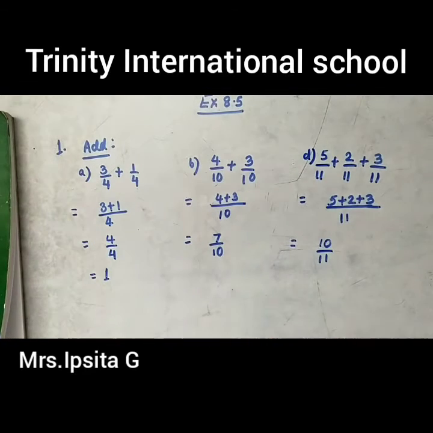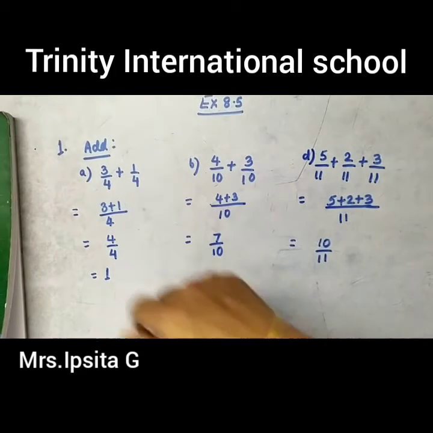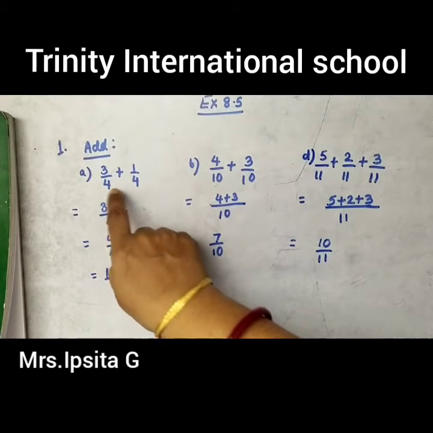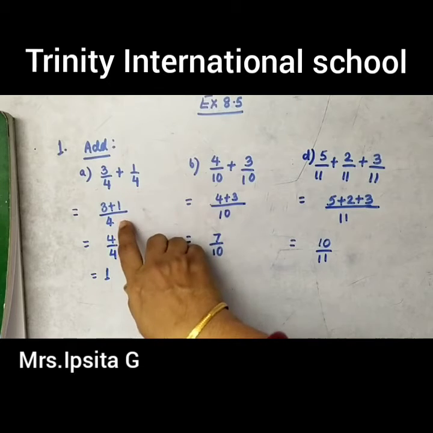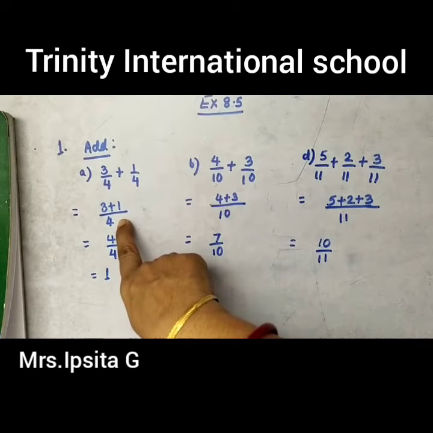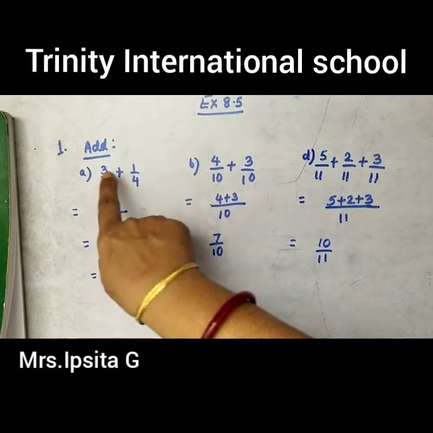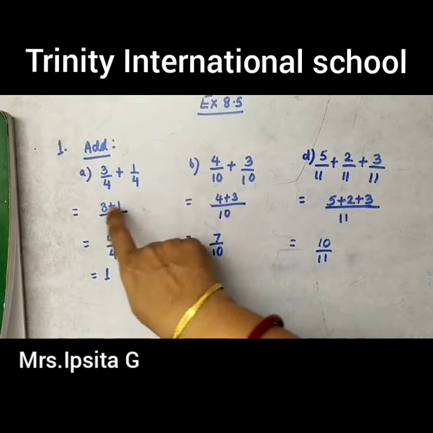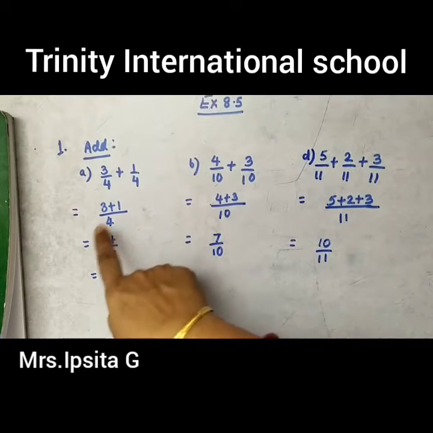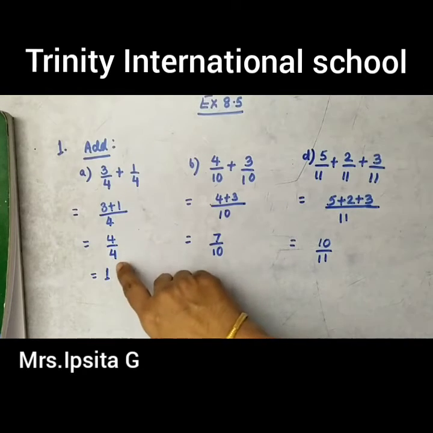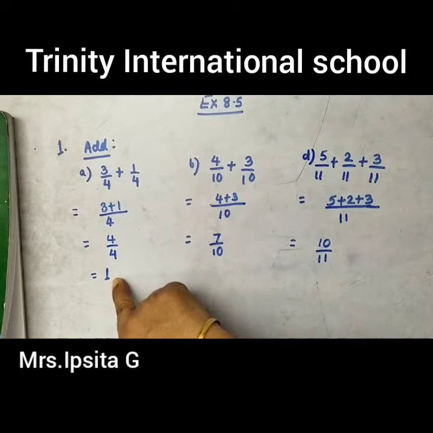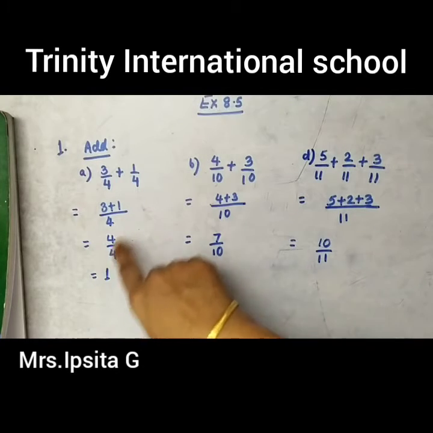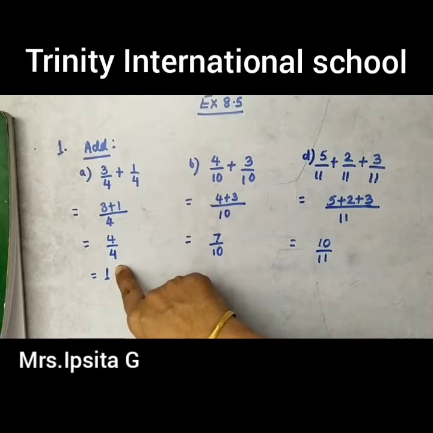So first one is A is 3/4 plus 1/4. So you know that the denominators are same for both the fractions. So I have taken the common denominator as 4, and then I have added the numerators. So you can see 3 plus 1. Okay, so 3 plus 1 will give you 4. Now here you can see 4/4. So 4 and 4 get cancelled out, and you get it as 1. Okay, so your final answer will be 1, because 4 and 4 both can be cancelled.